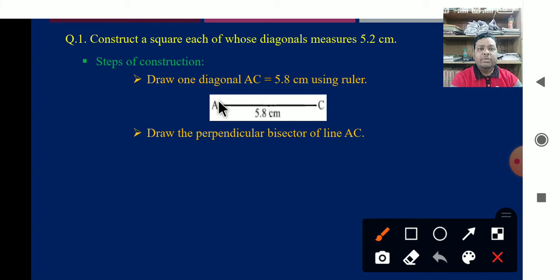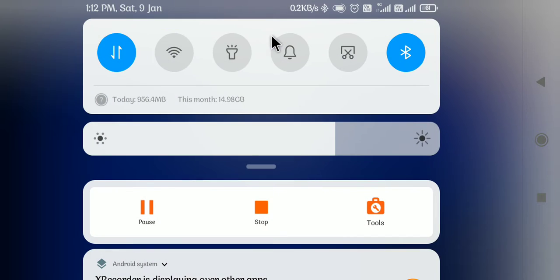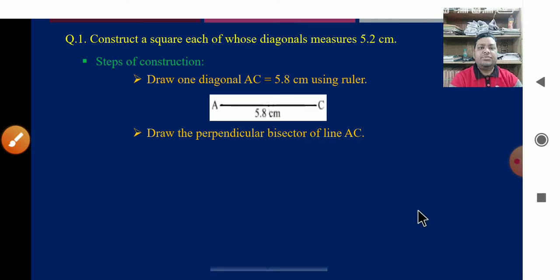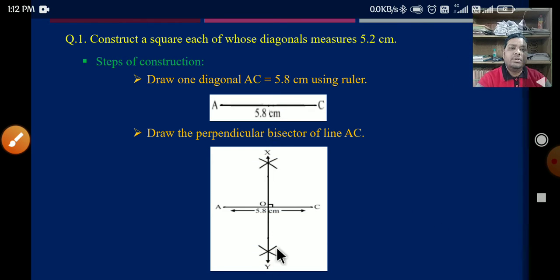We will cut an arc of any radius here, and then downside also. Then we will keep the pointer at C and cut the previous arcs like this, here and here also. Now we will join these lines. That will be the perpendicular bisector. You can see here I have marked X and Y.